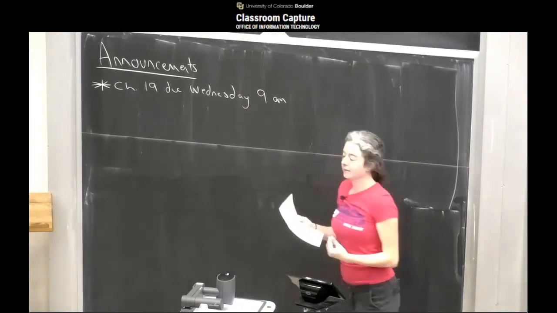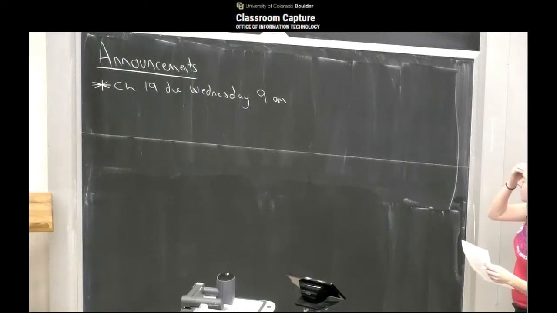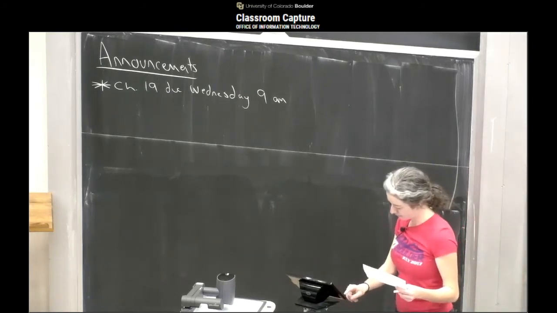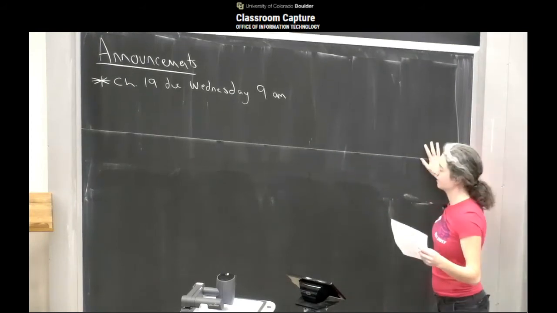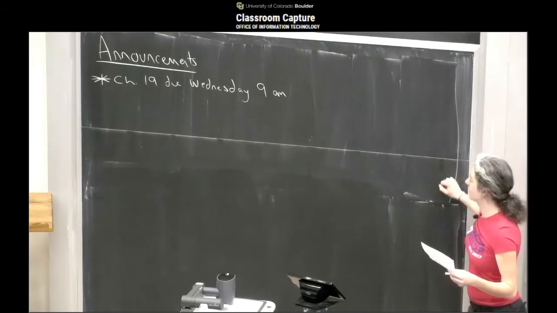Okay, so the only announcement I've got for today is that chapter 19 is due Wednesday at 9 a.m. I originally set it to Monday and then bumped it forward to Wednesday, and it's sounding like I may not have hit save or something on that. So if it is showing Monday 9 a.m., you guys get an extra couple of days. I'll take a look at it once I get back to my office.